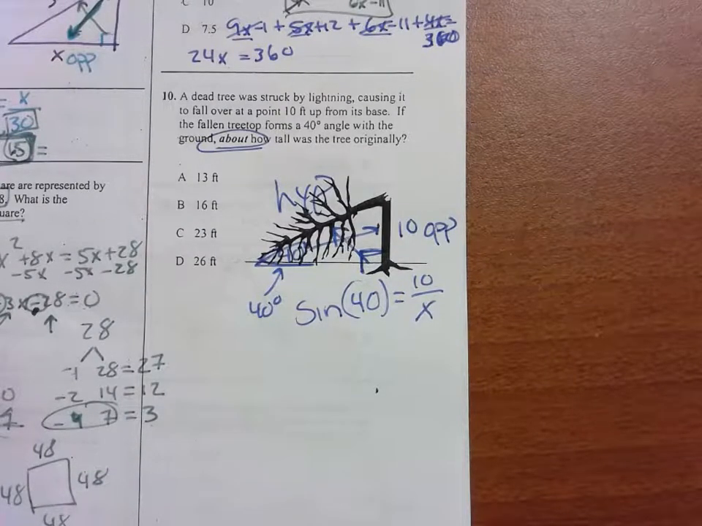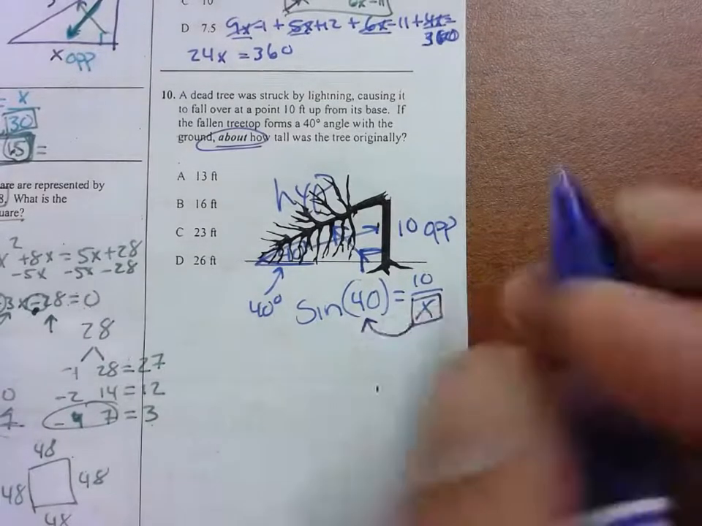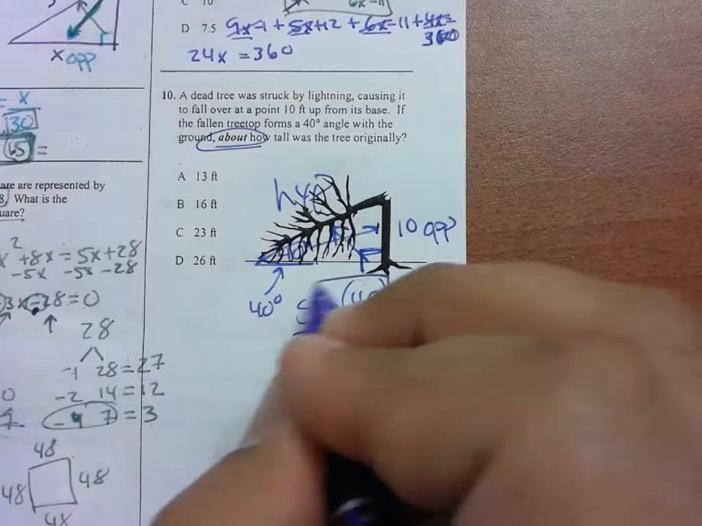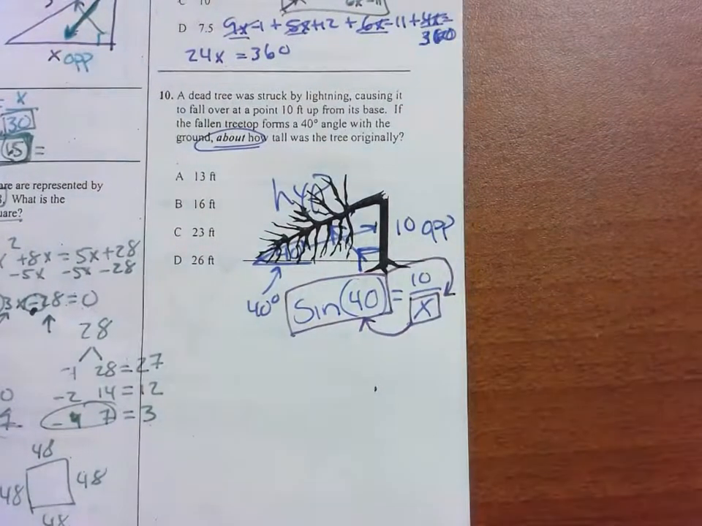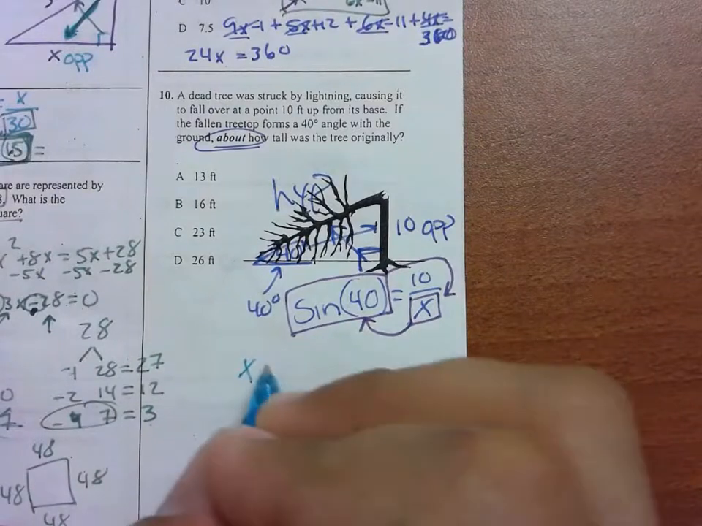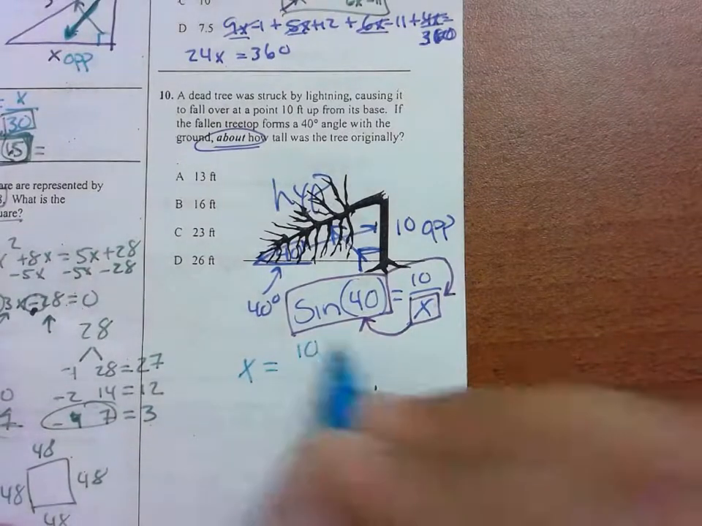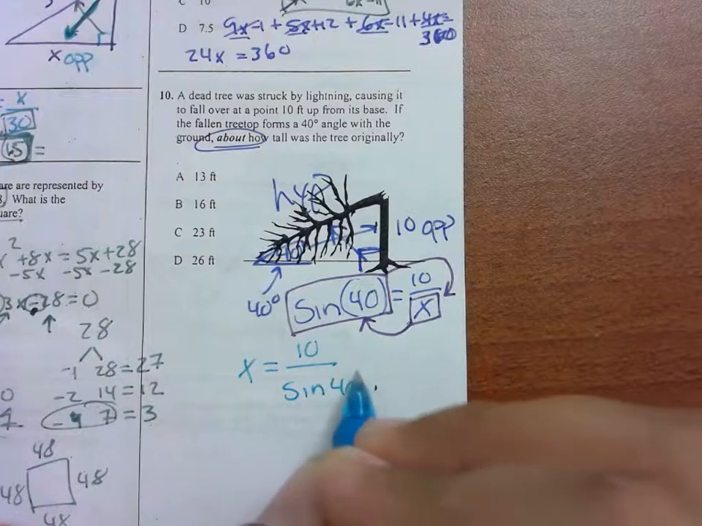When your variable's in the denominator, you're going to take your variable and you're going to switch it with everything that's on the other side. They trade places. So is it inverse? No, it's not inverse because I'm not finding the angle. This is going to look like x equals 10, the 10 did not move, over sine of 40 degrees.